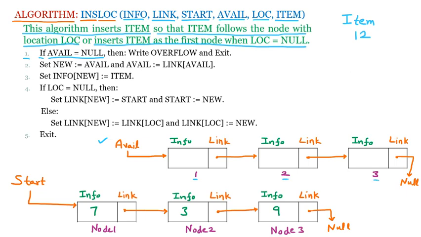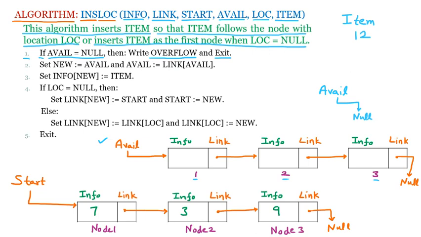But let us suppose that the avail is null. If we are assuming that this is the avail and this is pointing to null, that means there is no node available. Then what will happen? In that case we will write overflow. Overflow means we are not having any space and we go to the exit.